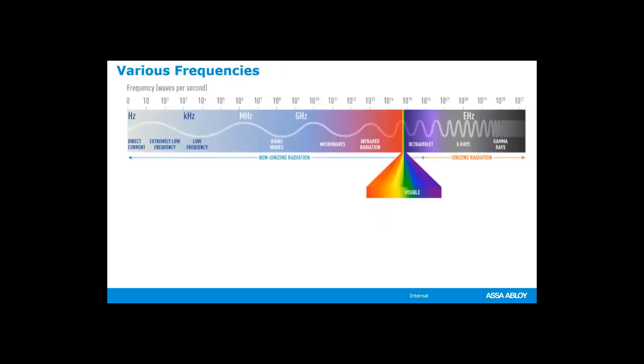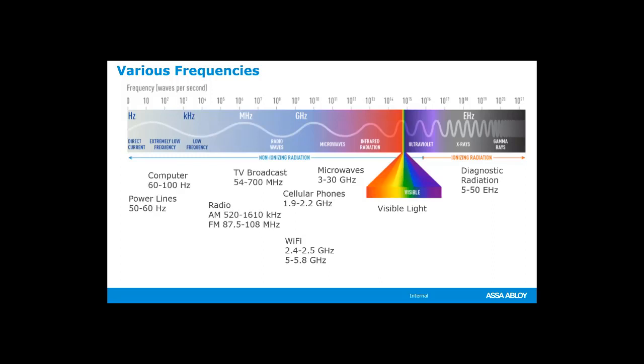Here's a quick look at the various frequencies and where they're used. Here we have visible light. Just to the right of the visible light, we have ultraviolet light, followed by diagnostic radiation such as X-rays and gamma rays. Just to the left of the visible light, you have microwaves, which range from 3 to 30 gigahertz, followed by Wi-Fi, which is 2.4 gigahertz or 5 gigahertz, followed by cellular phones, then broadcast TV, radio waves, FM, and then ending up with computers and power lines.